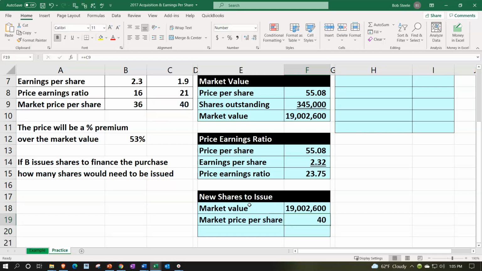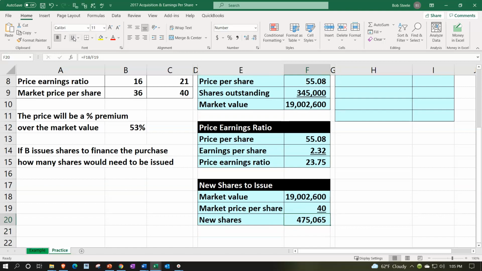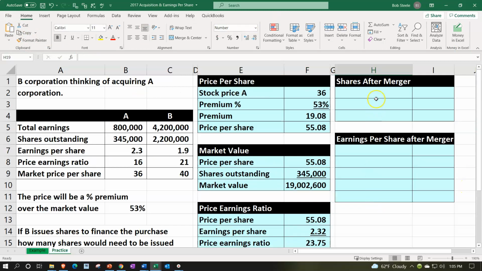So if that remains constant, we'd go to the font group and underline. That would mean that we'd have new shares that we would use to finance this of the 19,002,600 divided by the 40. We'd have the 475,065 shares. So how many shares would we then have after this took place, after the merger or acquisition?